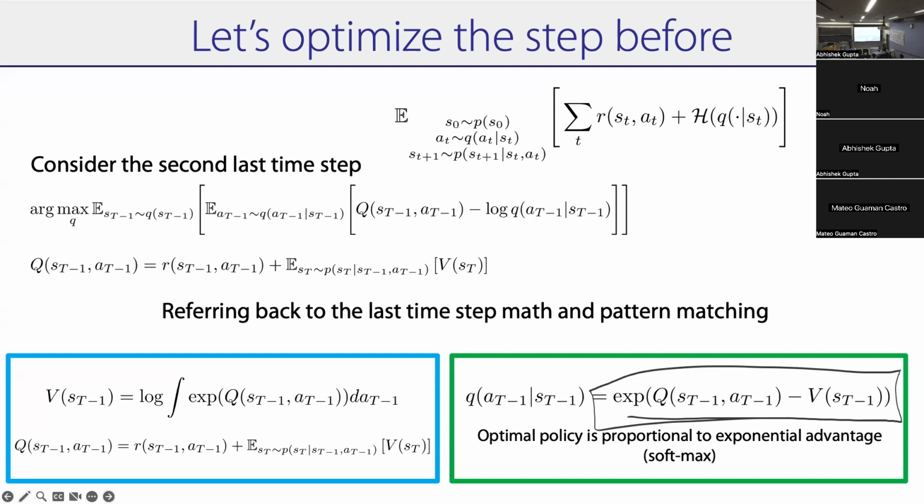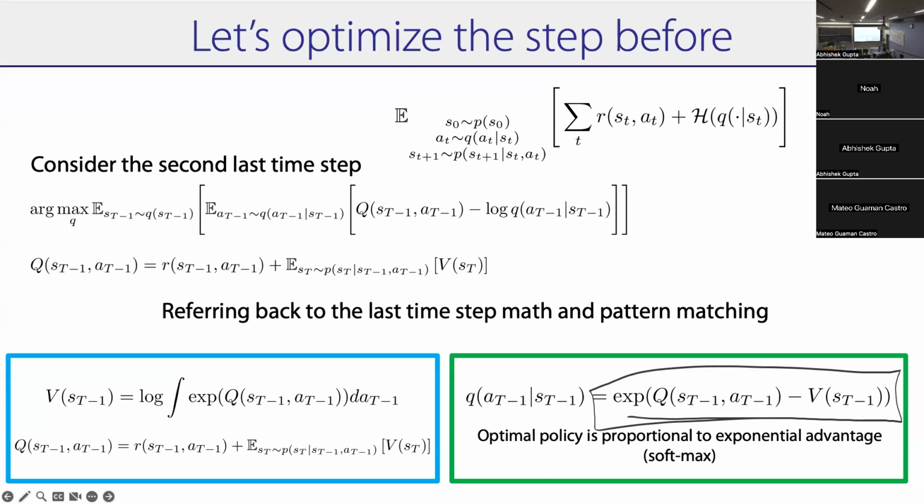And then the same way that we did last time, we defined the value function as log integral exp of R in the last time step. Here we do log integral exp of Q, right? And so the point here is that your optimal policy again is exp(Q minus V). And your V is defined as log integral exp of Q, the softmax over Q. And your Q is defined as R plus the future. Right? And so now it starts to look a little bit like our Q learning equations.